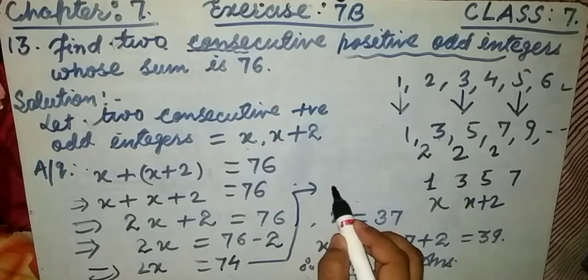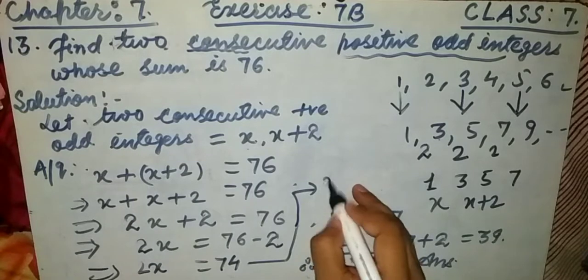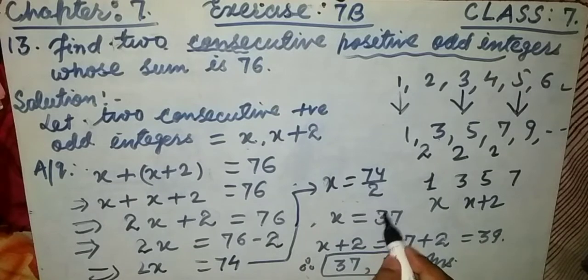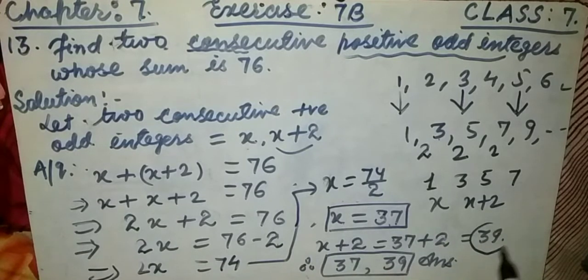Have a look. 2x is equal to 74, so x is equal to 74 divided by 2. If we divide 74 by 2, we get x is equal to 37. 37 is the first number. Now the second one is x plus 2. We put the value of x: 37 plus 2, 39. So this is the second number. First number is here and second number is here. Now the answer is 37, 39.